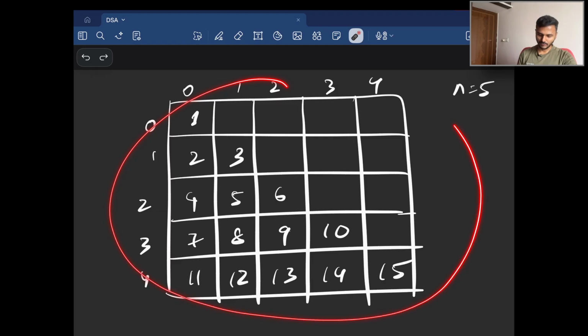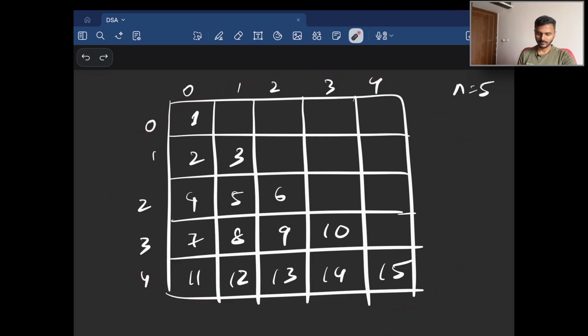So for n equal to 5, this is what we are supposed to print. In the first row, print 1, second row, print 2 and 3. Third row, print 4, 5, 6. Then print 7, 8, 9, 10. And then print 11, 12, 13, 14, 15. So the solution to this is pretty simple.